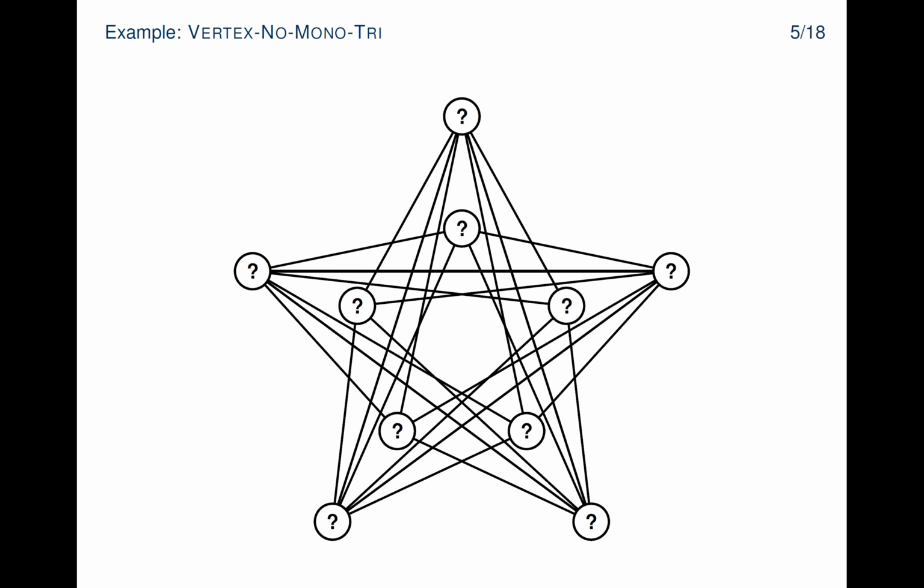And now just a visual example. We have this star graph. And this is actually a positive instance of this non-monochromatic triangle problem, right? We want to color vertices with two colors such that we avoid monochromatic triangles. This problem, similarly to tree coloring, is actually NP-hard.